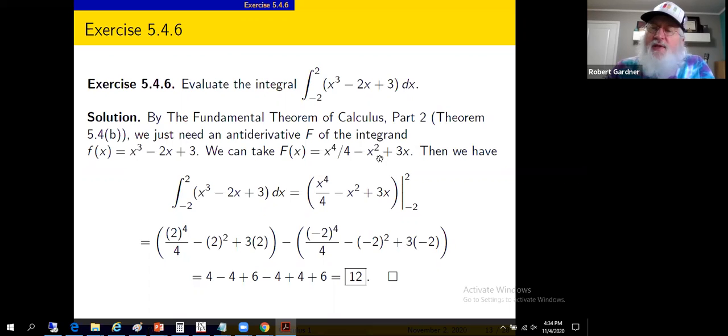Anti-differentiate 2x, get x squared, there's a negative in front. Anti-differentiate 3, get 3x. You want to add a constant on here, nobody can stop you. I could add 7 to this if I wanted to, because I can use any antiderivative. So you want to add 7, you go right ahead. You're just complicating the arithmetic. You can use any antiderivative. Let's use the easiest one.